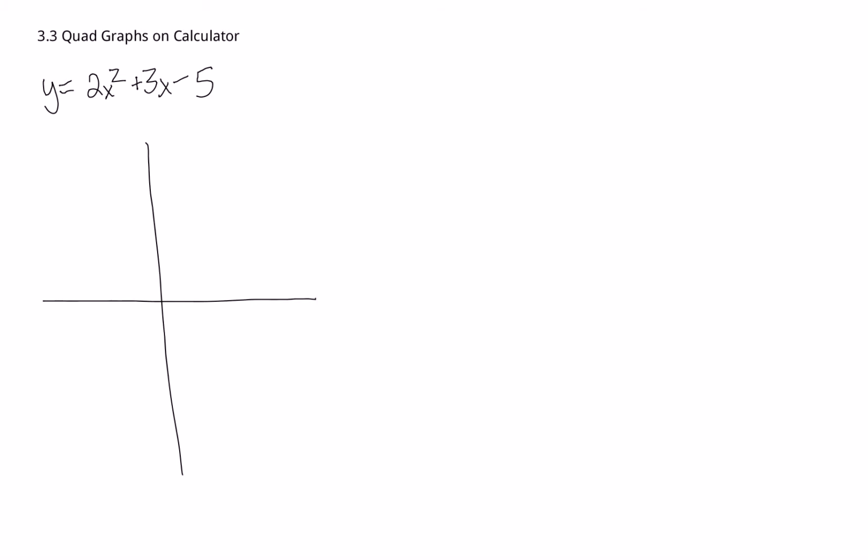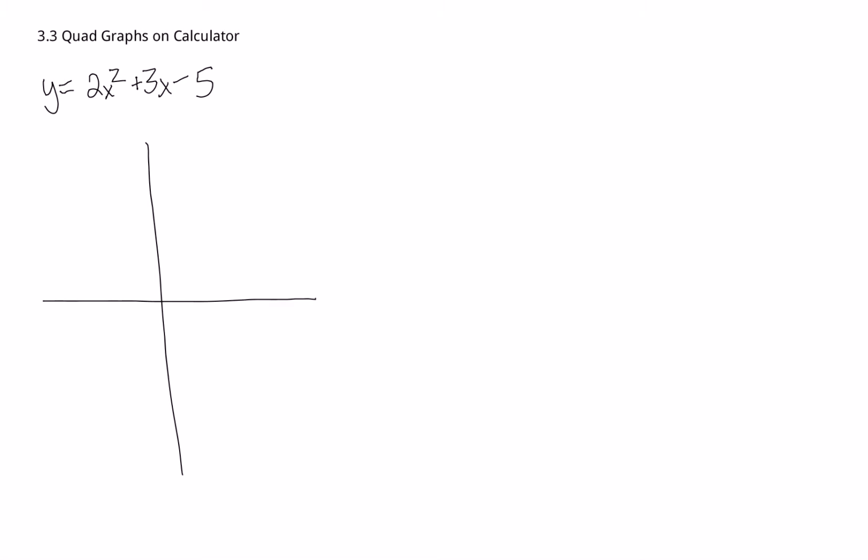Okay, today we're going to look at how to do quadratic graphs on your calculator. So we'll start with an example and we'll go through each of the parts. The first thing on your calculator, you want to type in y equals 2x squared plus 3x minus 5. So go to your y equals button, type all that in, hit graph, and your graph should show up.